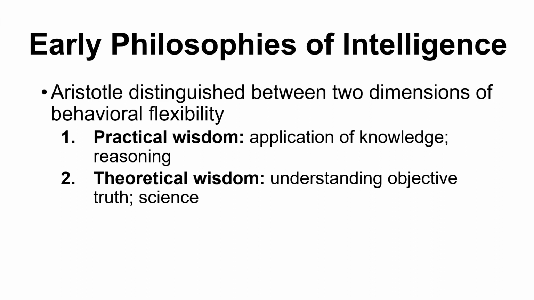if we get into some of our early philosophies of intelligence, you should be unsurprised that we get all the way back to our Greek philosophers. So Aristotle had a lot of thoughts on a lot of different things, and intelligence, or as he called it, wisdom, is definitely one of these things. And so Aristotle was focused in on two distinctions, two categories of behavioral flexibility, or this ability to apply your knowledge. And so he talked about practical wisdom and theoretical wisdom.